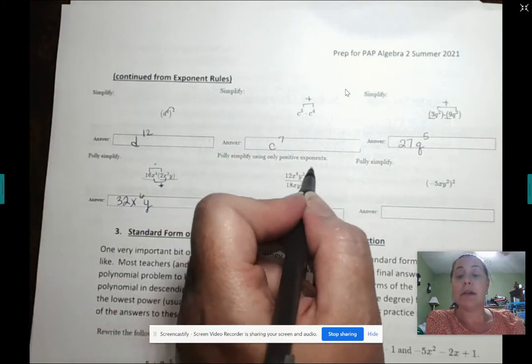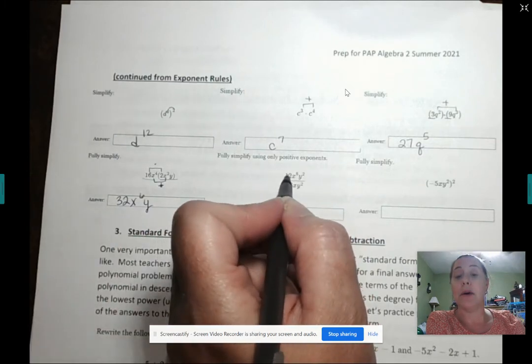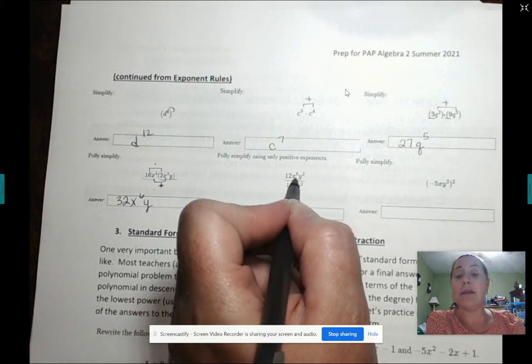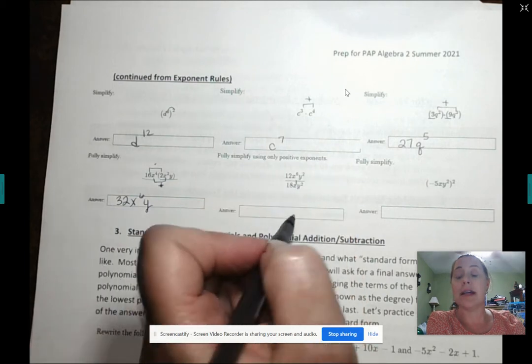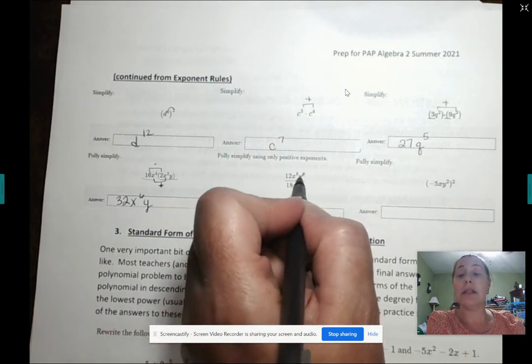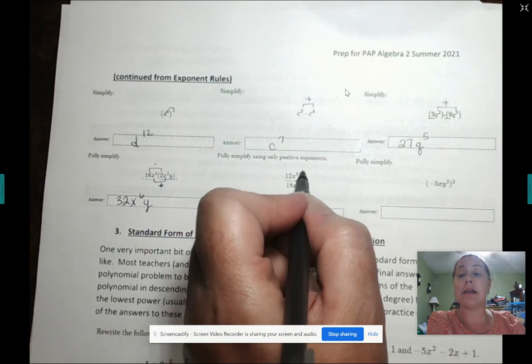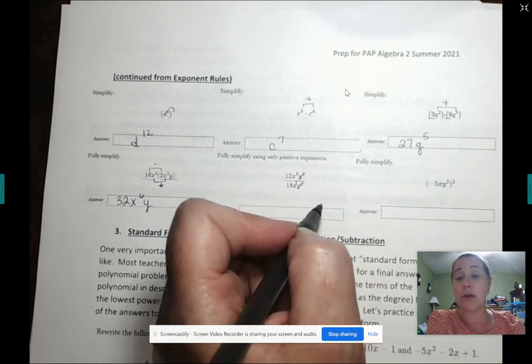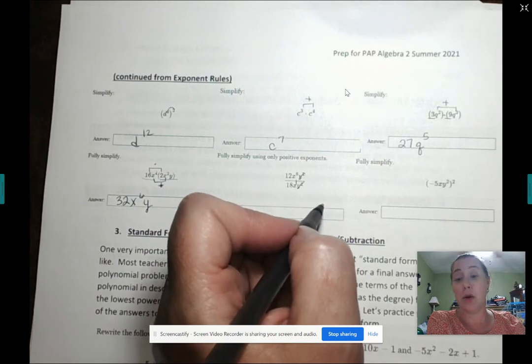Now this is an example of the quotient of powers. We have a 12 divided by 18. We have an x to the 6th divided by x, which you can put a little first power there. That's just a single x. And then a y squared over a y squared. Well, the y squareds, when we subtract those exponents, we get 0, which means those y's go away. A y to the 0 power is not a y anymore.